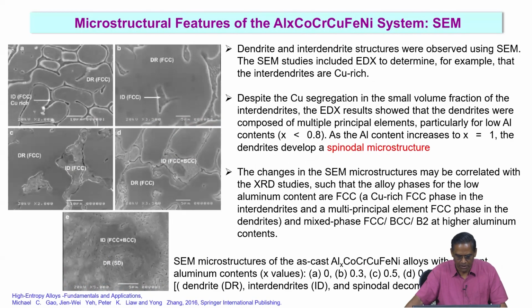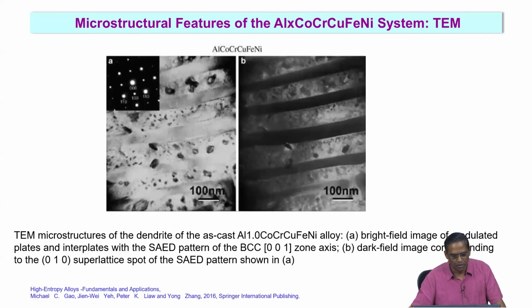So, this is some simple analysis. So, let us look at this, the spinodal microstructure or the alloy with 1% of aluminum. How does it look at higher magnification, especially under transmission electron microscopy?